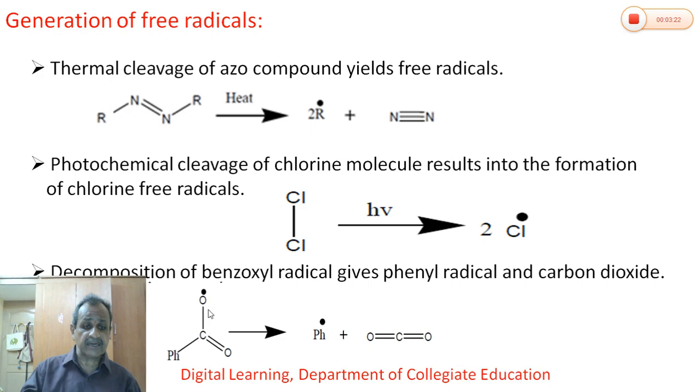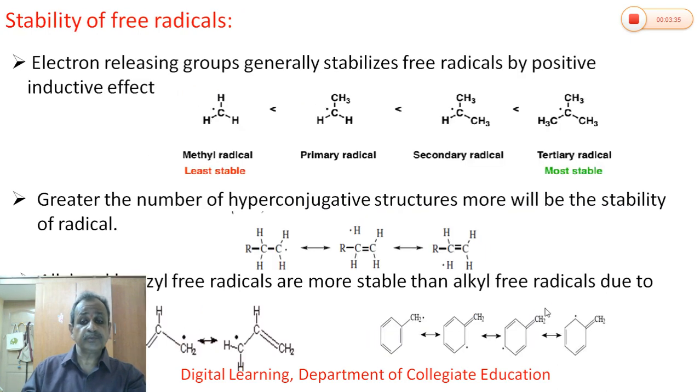It forms another bond, a double bond. So O double bond C double bond O, a carbon dioxide molecule. So the carbon dioxide molecule is eliminated with the formation of phenyl free radical. Now let us see the stability of free radicals.